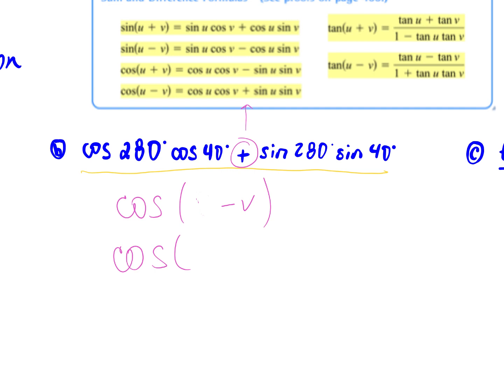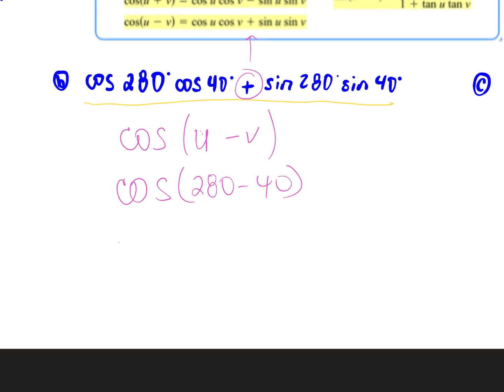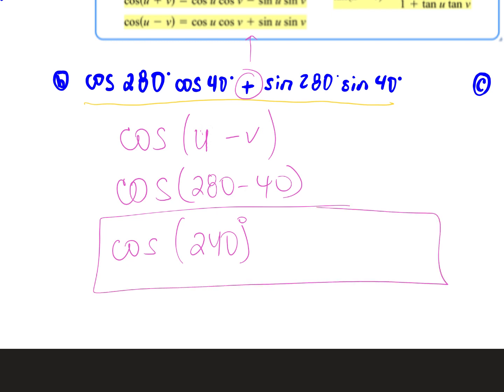Say it again. 280, good. Minus 40. Smush it together. What's 280 minus 40? 240. Is 240, guys, on the unit circle? Yeah, it sure is. That was the whole purpose of doing this. I'm smushing it back together.